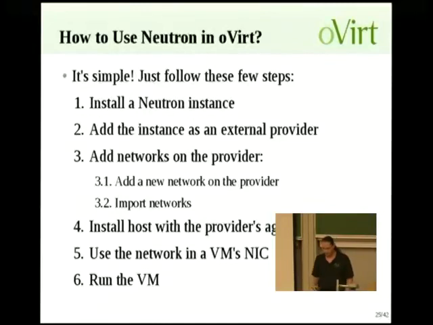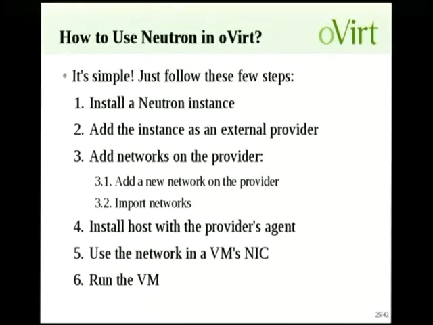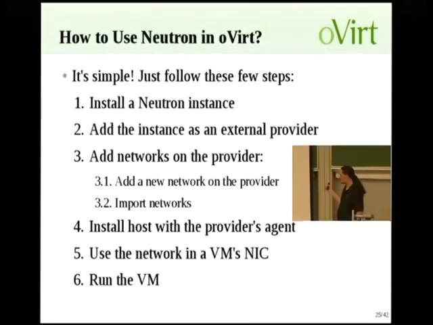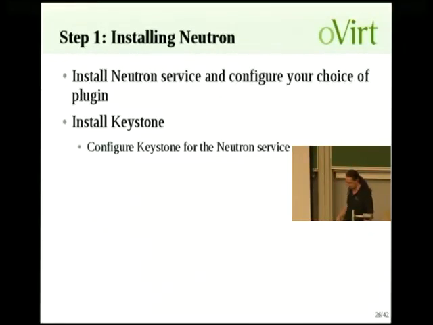So how do you use Neutron in Orbit? It's pretty simple, just a few steps. First of all, you need to install a Neutron instance. After that, you add the instance as an external provider. Add the networks on the provider in one of the two flavors. Install the hosts, and use the networks in the VMs. So let's go into detail on each one of the steps.